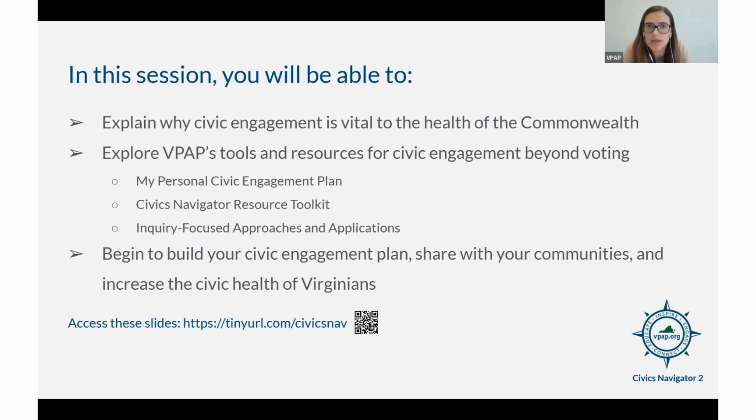And again, going beyond voting. I think a lot of times we get warped by the continuous election cycles in Virginia. We have an election every year, but it's more than just voting, right? There's so much you can do to be involved beyond the ballot box. So we'll talk all about that. A big part of that will be the personal civic engagement plan, and that's a template that you can use for yourself, but also share with your students, your learners, your children, your constituents, any population that you serve. You could share that with them so that they could develop their own plan.